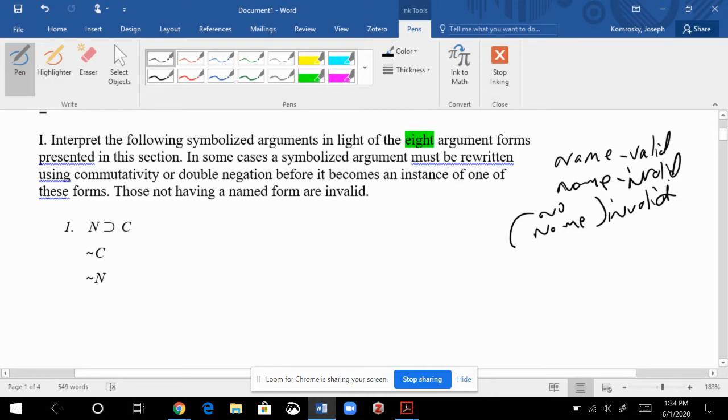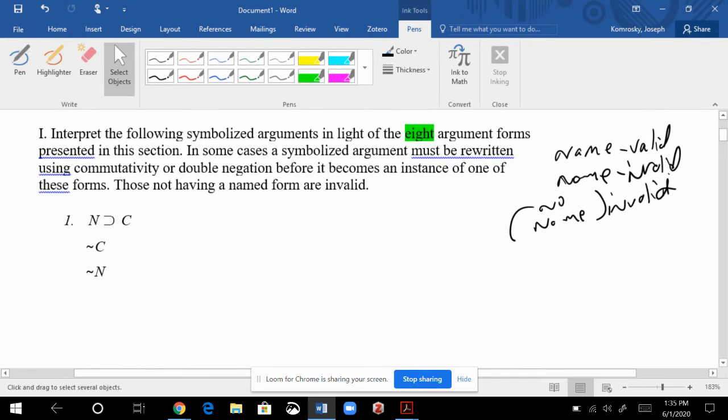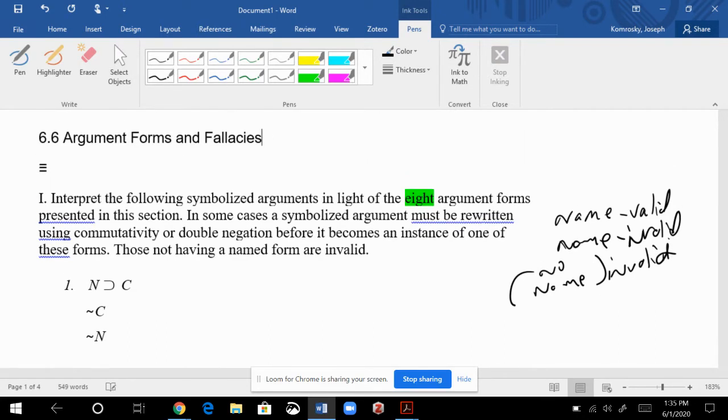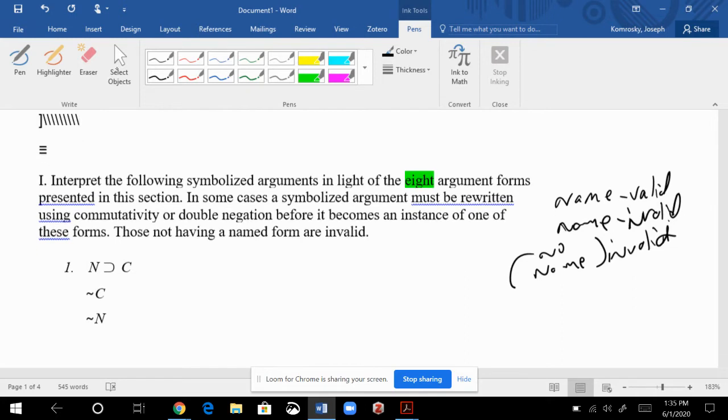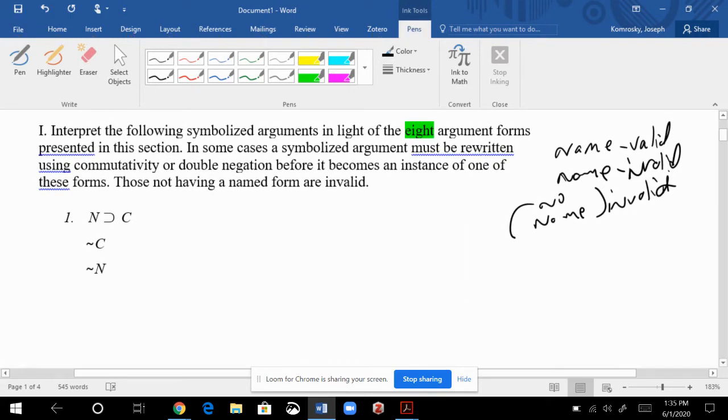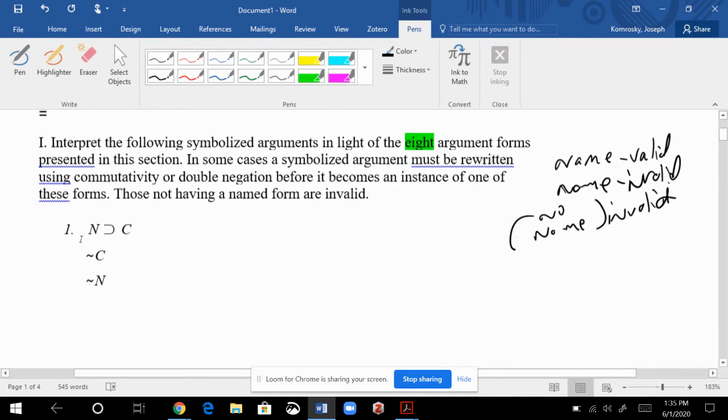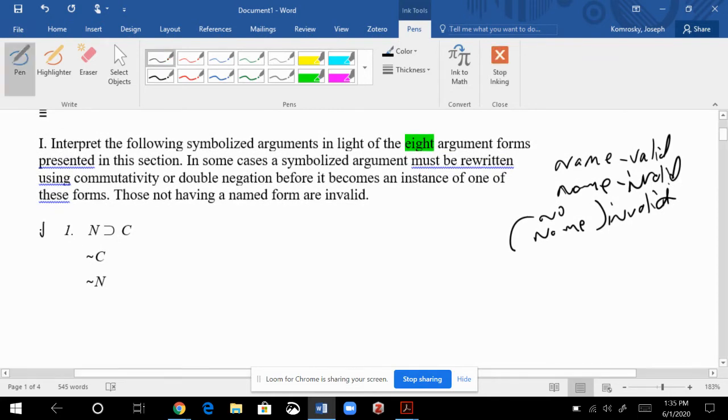Okay, so look at this one. And if some of you want to do these, push pause, because I'm just going to fly through them. You can push pause, think through it yourself, go back, look at the previous examples, and try to work them out yourself. Because remember, the way to get good at these is practice. So we have premise 1, premise 2, conclusion. So I have if N, then C, not C, therefore not N.